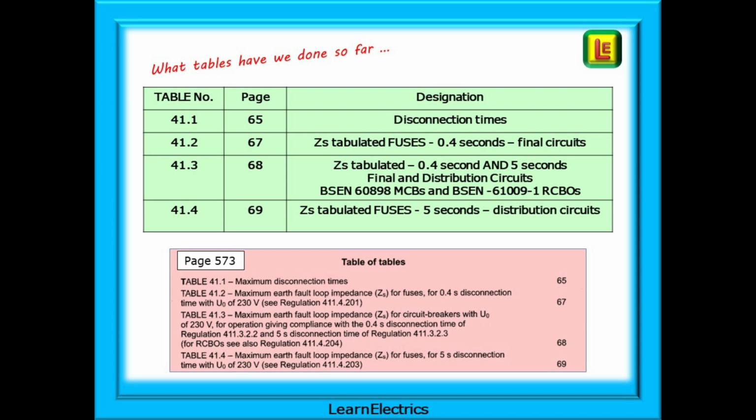This short list tells us the main tables that we should be using, along with the page numbers in the book. You will also find these same tables listed at the very top of page 573 in the table of tables at the back of the regulations book. Learn to find this page quickly, it will save you a lot of time.